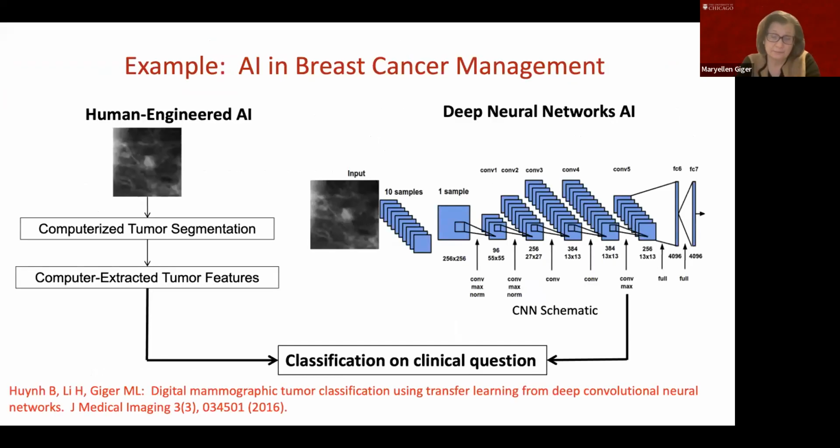As in computer-aided detection, there are many papers in the literature on computer-aided diagnosis. And here I'm showing one can use human-engineered AI. This is your typical radiomics approach, as well as deep learning. And I'll go through two examples of those.